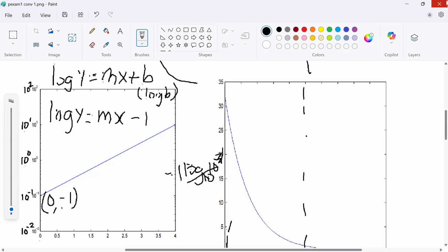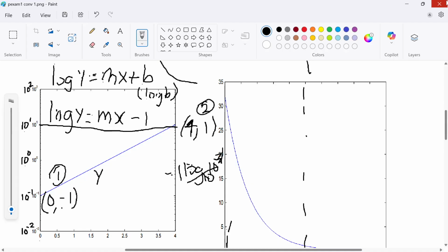Okay, what's this other point? This point is 4, comma, and then it's 10 to the 1. Well, the log of 10 to the first power is just 1, so 4, 1. So I've got 2 points, and I can find the slope. That's supposed to be a 4. This I'll call point 2, this I'll call point 1.